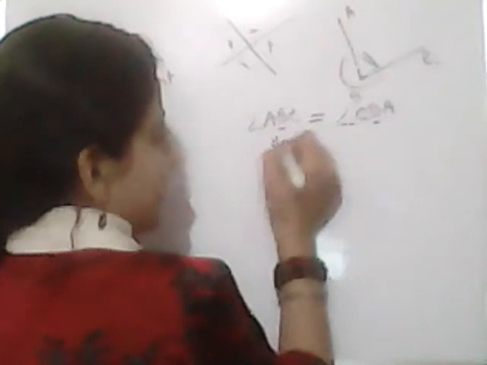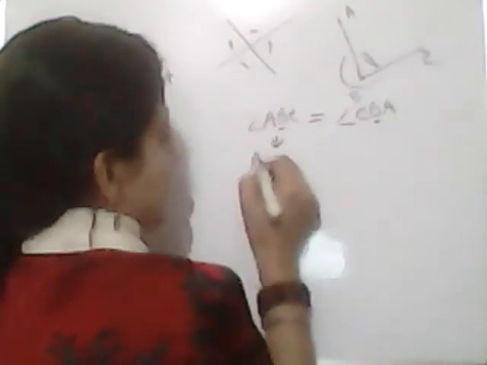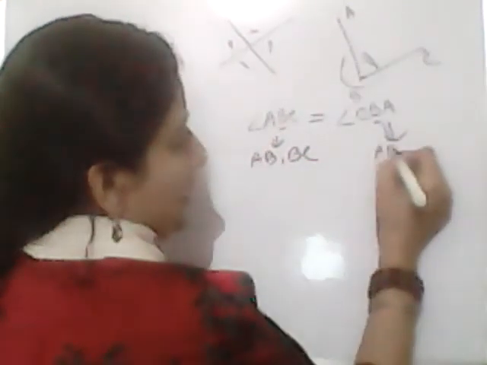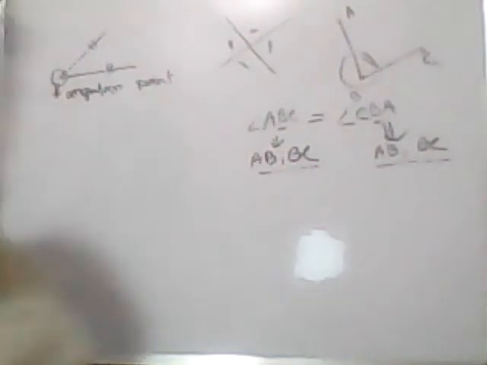And here, the arms of the angle are AB and BC. And here also, the arms are AB and BC. So the segments are the same and the angular point is the same. That's why it's the same angle. But the angular point being the same does not mean it will always be the same angle. Sometimes it differs. We can explain it with an example.